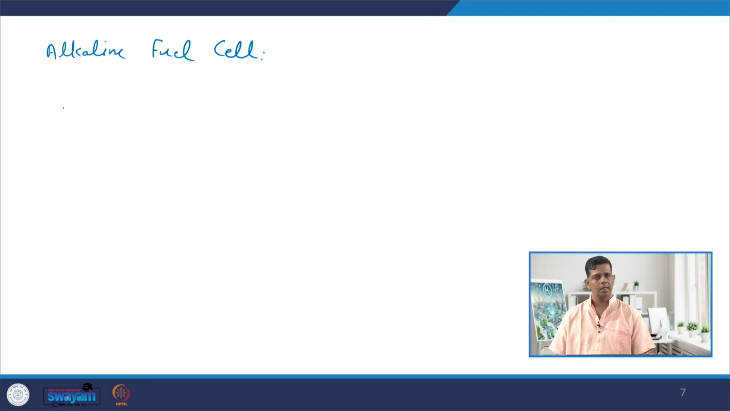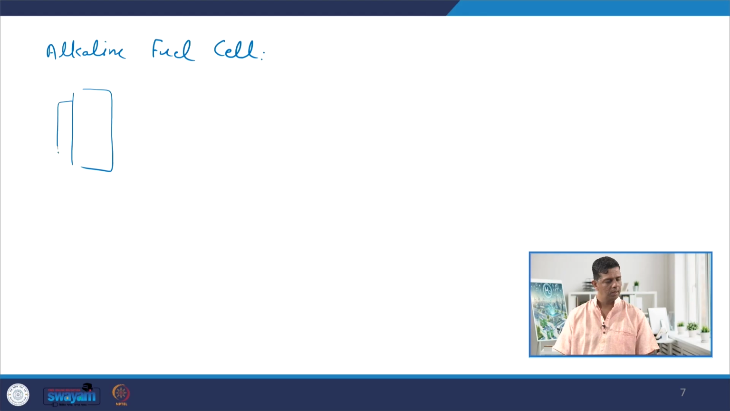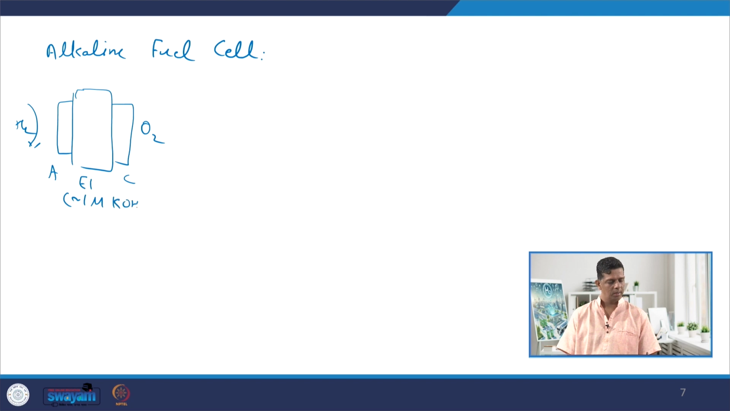So, the chemistry is slightly different, as we can see. Let me redraw it. We have this anode and cathode, with hydrogen and oxygen being supplied to the respective electrodes. Now, please understand this electrolyte is an alkaline solution. Typically, in the case of alkaline fuel cells, it is around 1 molar potassium hydroxide. At the anode we have H2, and there is an OH minus ion that basically shuttles between the respective electrodes.